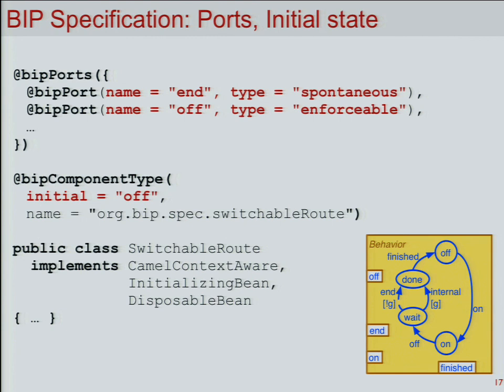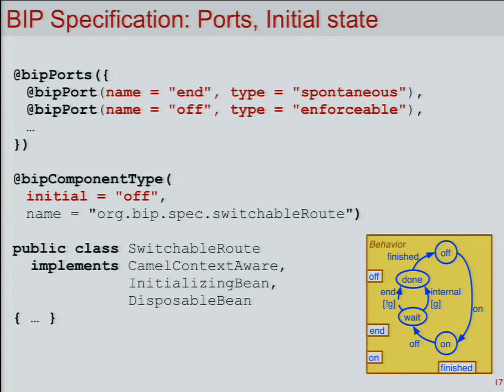See, we can use things like Spring for initialization, so we can inject anything we need into our BIP specification to actually be able to control. One thing we'll be injecting is the Camel context. Okay, so here we talk about behaviors.